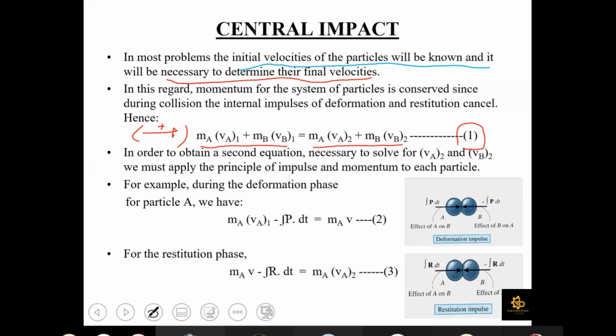Yes, sir. Okay, in order to derive the next equation in terms of VA2 and VB2, let us consider particle A alone rather than the system. So in order to obtain a second equation necessary to solve for VA2 and VB2, we must apply the principle of impulse and momentum to each particle along the line of impact. कैसे? सबसे पहले let us consider particle A and we are going to apply the principle of impulse and momentum on particle A during the deformation phase.